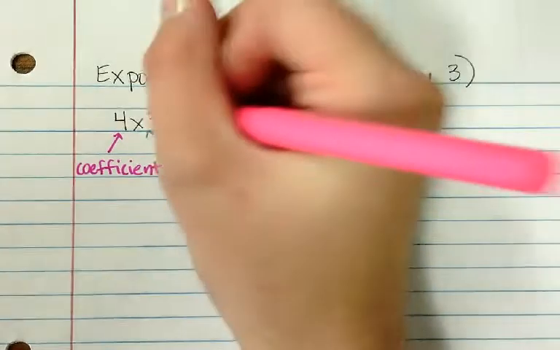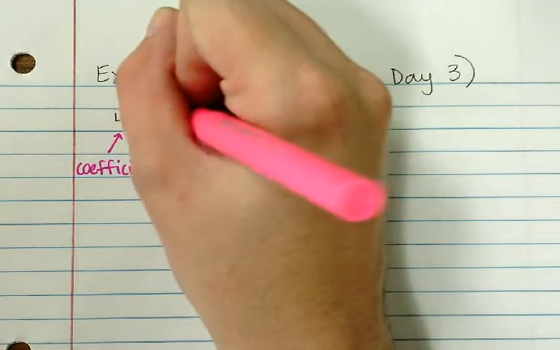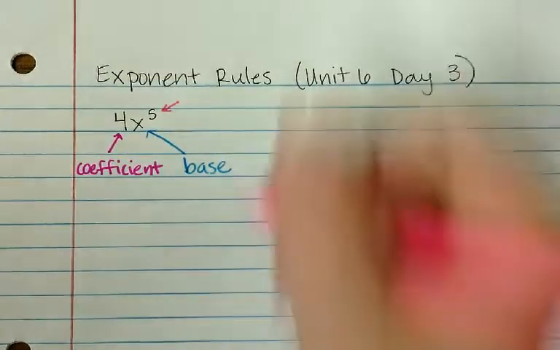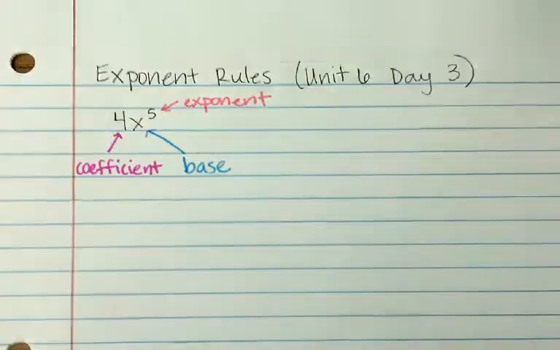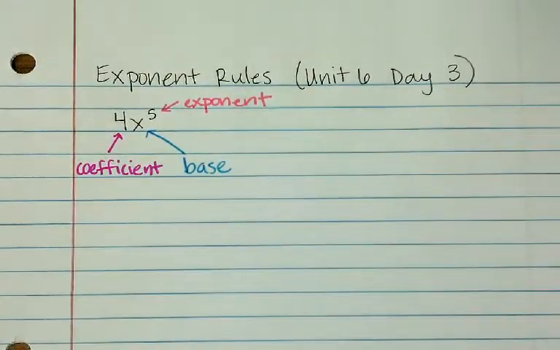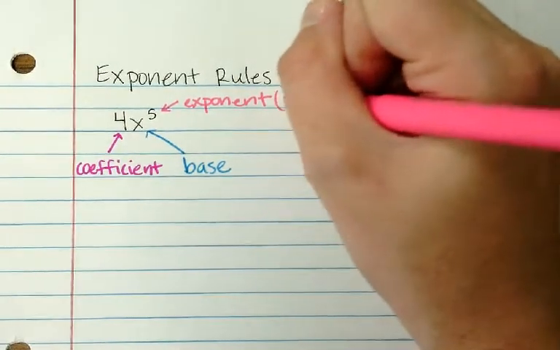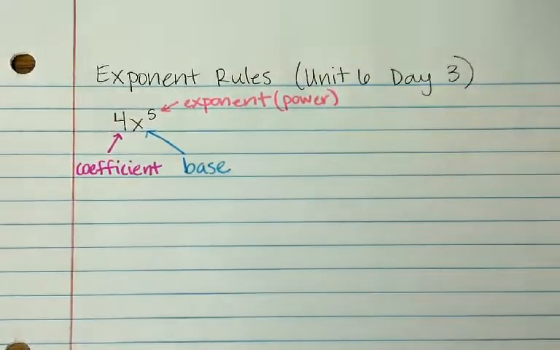And then last, but certainly not least, what does this little 5 represent, y'all? The exponent, okay? I want to make sure you guys feel good about the words that I use here today, okay? Your exponent is the little teeny number, and it also is called a power, right? So sometimes your exponent is called a power. So these are called exponent rules. They are also called power rules sometimes, all right, guys?